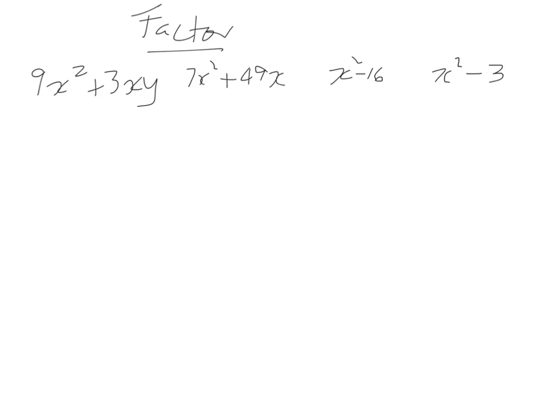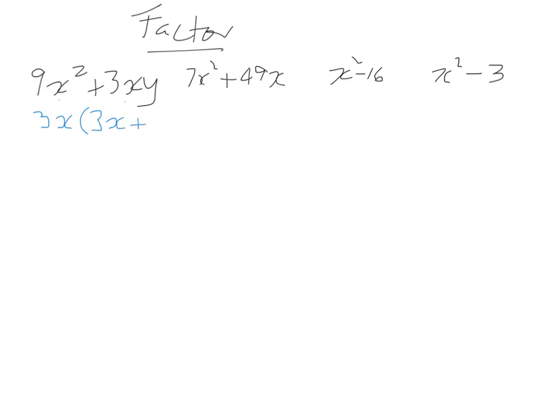So over here, look at this, we've got 9x squared plus 3 times x times y. Well, this is made up of 9x times x. This is made up of 3 times x times y. So 3 is common to both of them, so we're going to take that 3 out. X is also common to both of them, so we're going to take out an x as well. And now we're left with 3x.